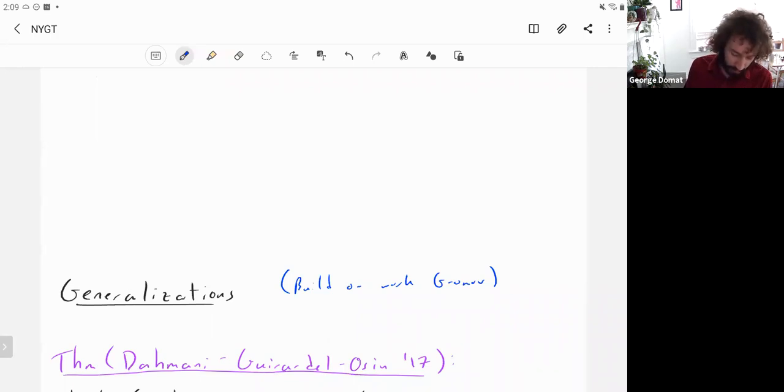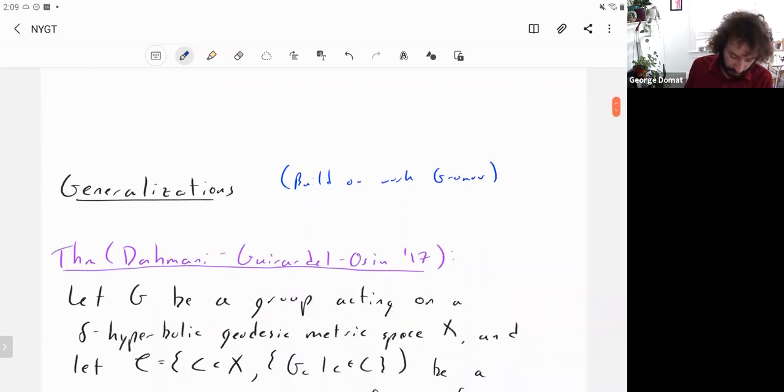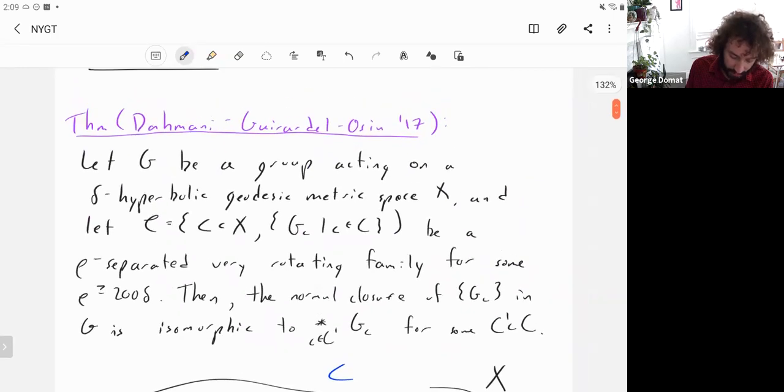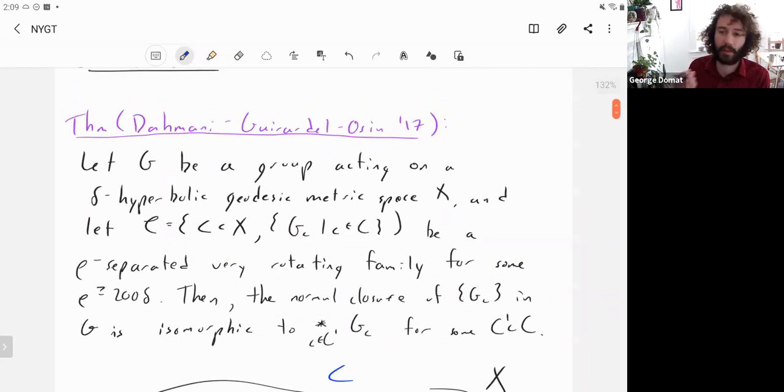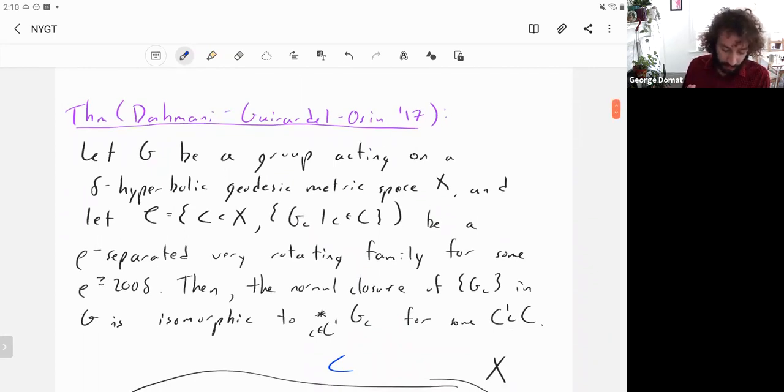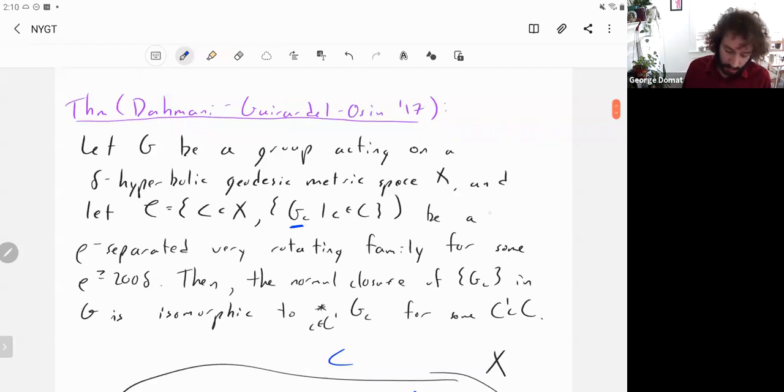Great. So the first theorem is due to Dahmani, Guirardel, and Osin. What does it say? It generalizes this theorem above to an action on a delta hyperbolic space. It says that if you have a group acting on a delta hyperbolic geodesic metric space, and you have this family, and what is this family curly C? It's some subset of X, so just some subset of points. And then associated to each point, you have a group, and this group is a subgroup of the stabilizer of that point. So this is going to be our vertex stabilizers here.